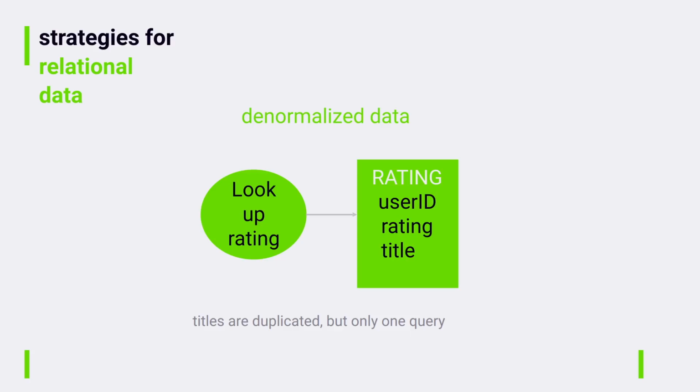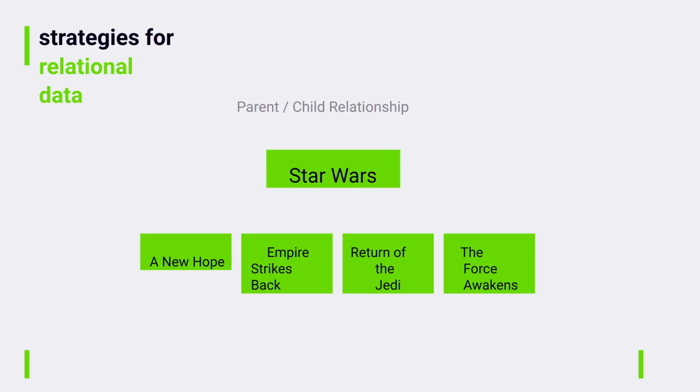It is another new thing that we can represent in a structured manner: parent-child relationships. I'll explain this through an example. For example, the movie franchise Star Wars consists of four movies: A New Hope, Empire Strikes Back, Return of the Jedi, and The Force Awakens.